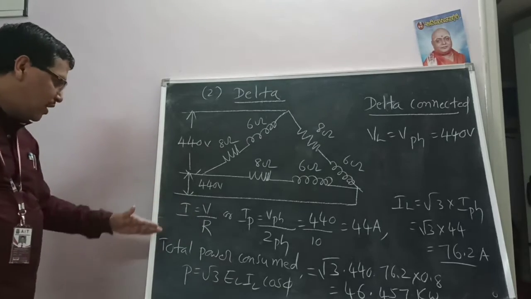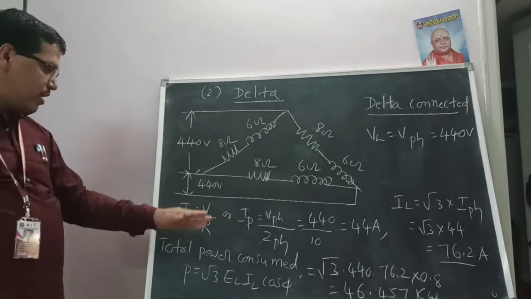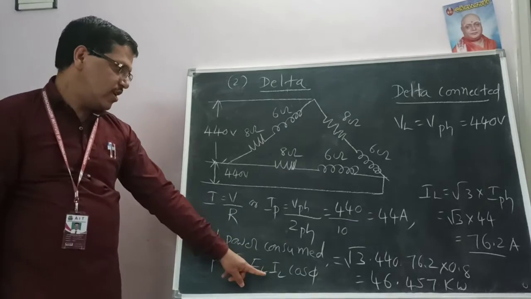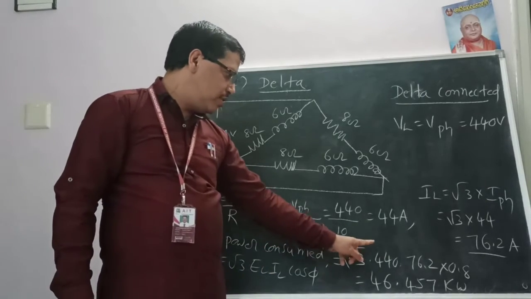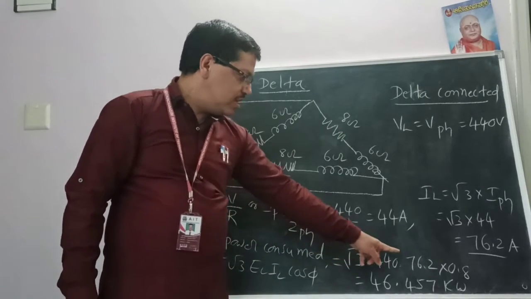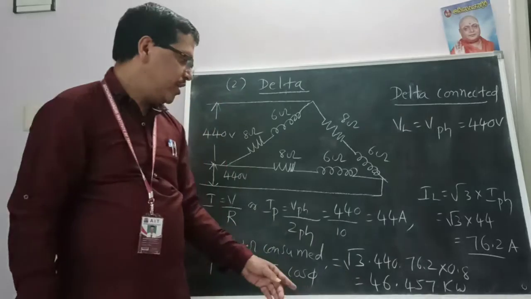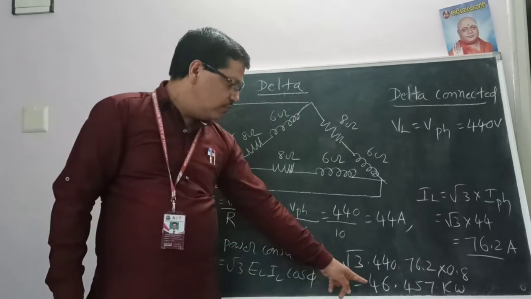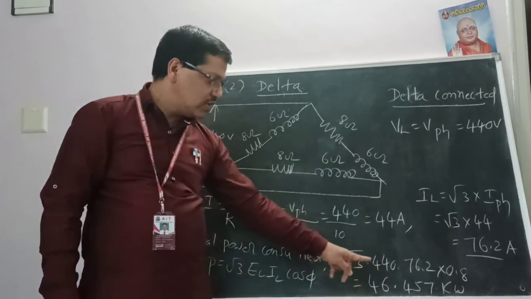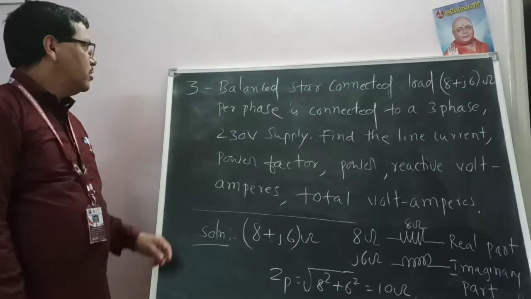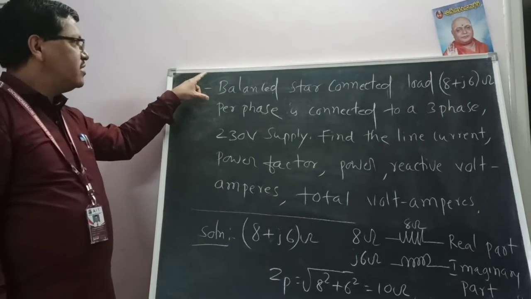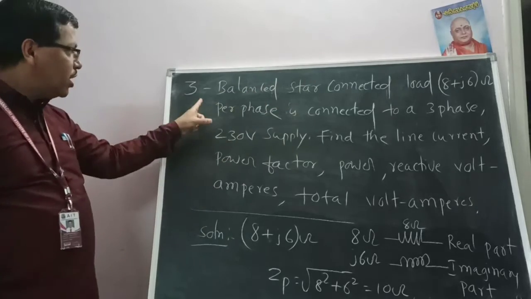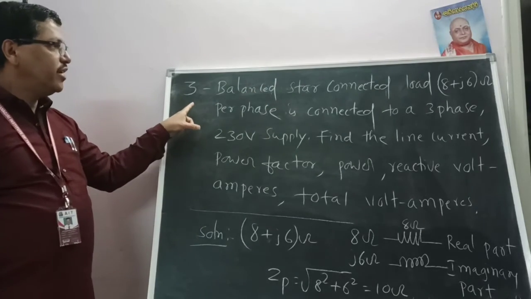Then at the end, we need to calculate the power. As usual, power P is equal to root 3 EL IL cos phi. So root 3 multiplied by 440 multiplied by 76.2 into 0.8. The final answer for power in the case of delta connection is 46.457 kilowatts.